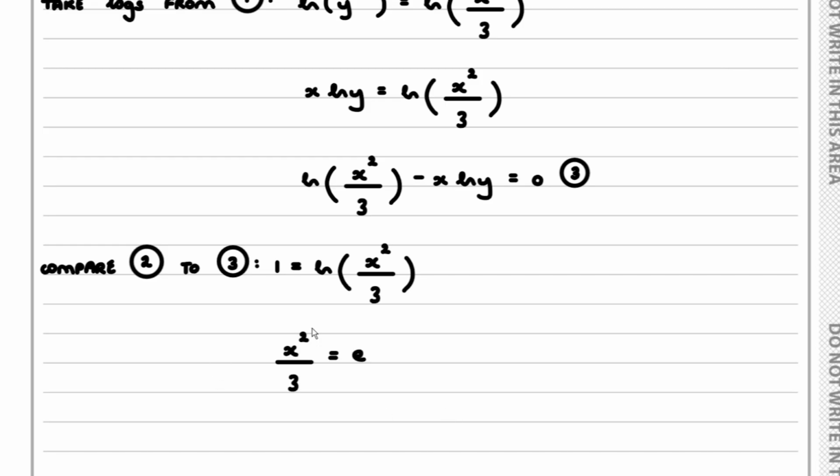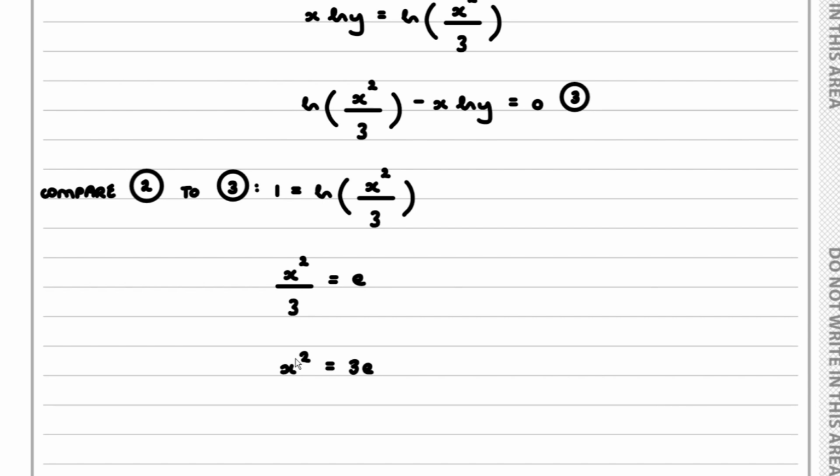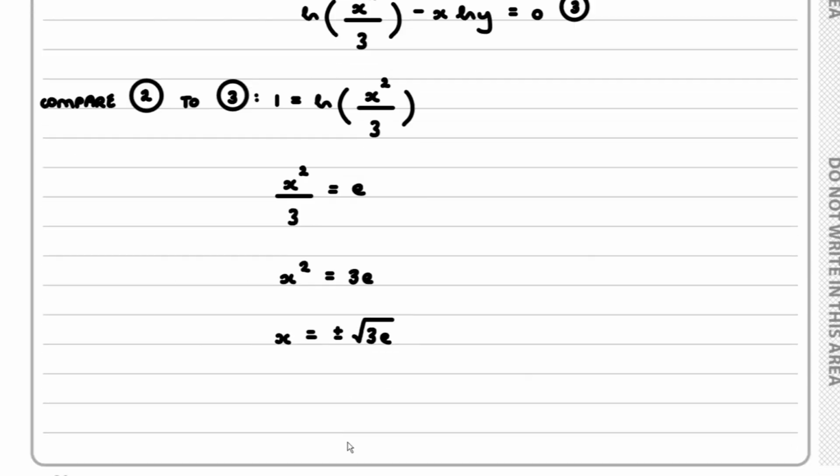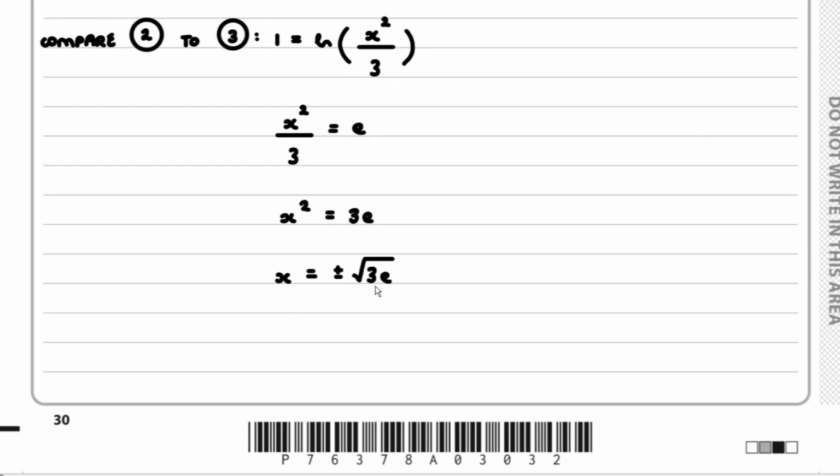So I've got x squared over 3 equals e to the power of 1. So x squared equals 3e, meaning x equals plus minus the square root of 3e. And that is what the value of a is then. A is equal to square root of 3e, because these values I've just worked out here are my vertical asymptotes.